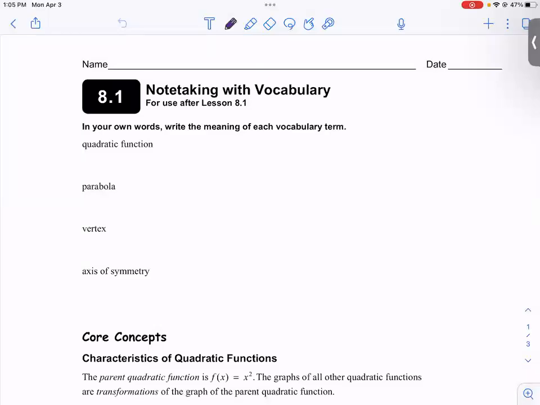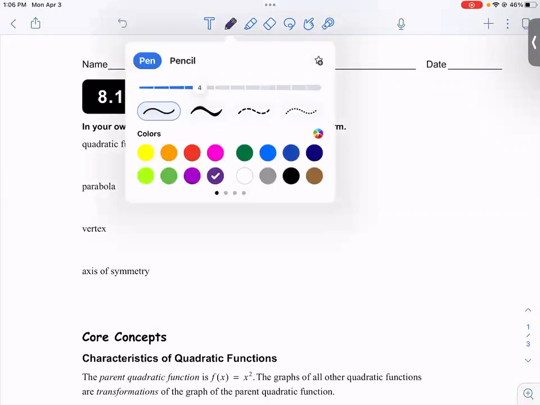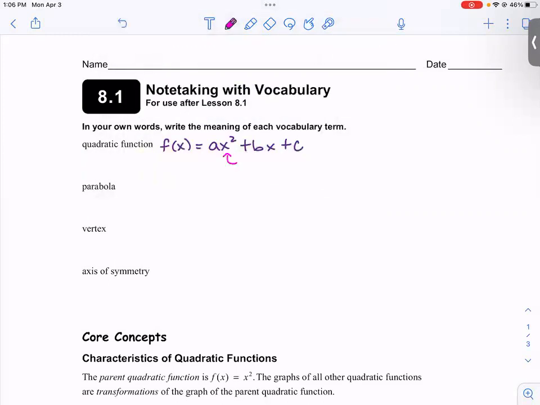We are going to be talking about quadratic functions during this chapter. Quadratic. A quadratic function is a second degree polynomial.